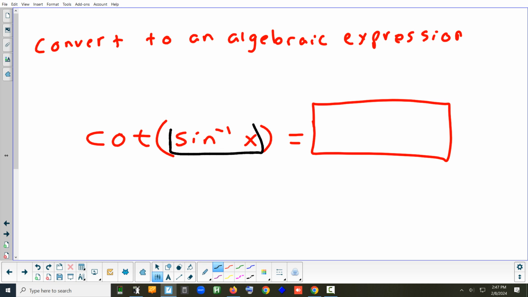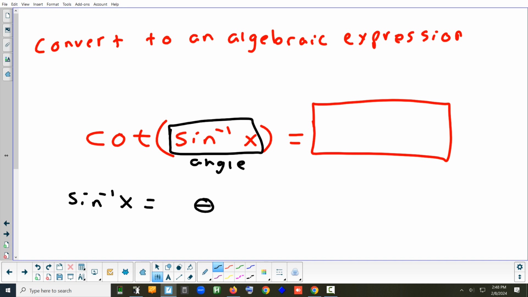Now, whenever you use inverse sine, you're always trying to calculate the angle. So the inverse sine of x is going to equal an angle. I don't know what angle that's going to be, but I'm going to represent it as a Greek letter.